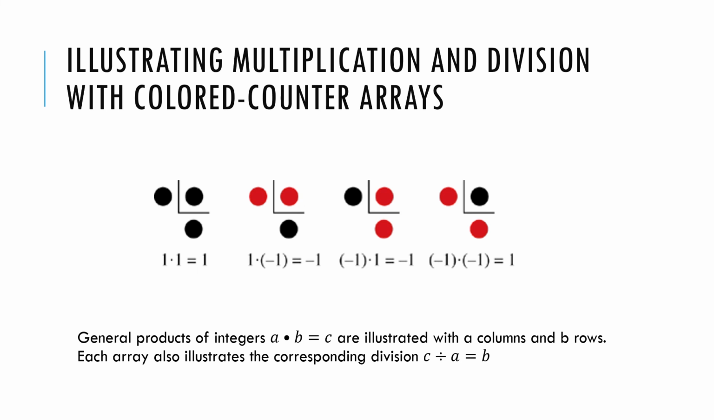We can show multiplication and division of integers by using these colored counter arrays. So think fact families, okay? For example, if I wanted to show the fact family of 1, 1, and 1, I could have positive 1 times positive 1 gives me positive 1. With 1, negative 1, and negative 1, I have a positive being multiplied by a negative, so I'm left with a product of negative 1. Here I've got negative 1 times positive 1, so I'm left with negative 1. And here I've got negative 1 times negative 1, those negatives are going to cancel, and my answer is positive 1.